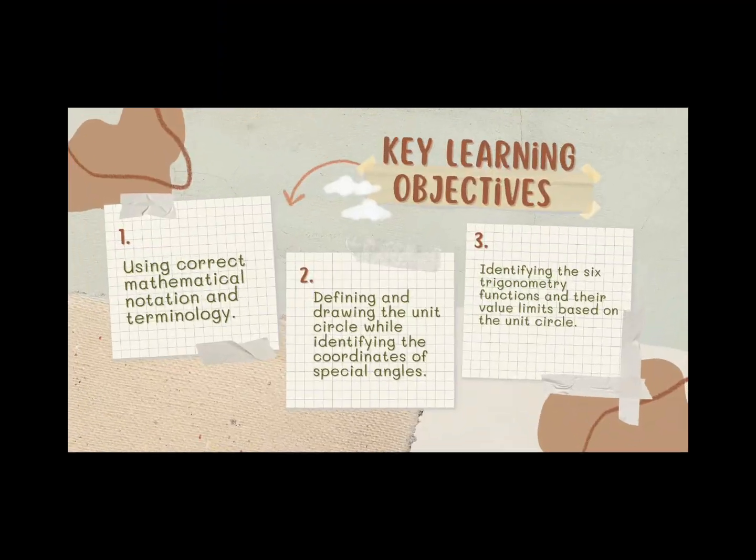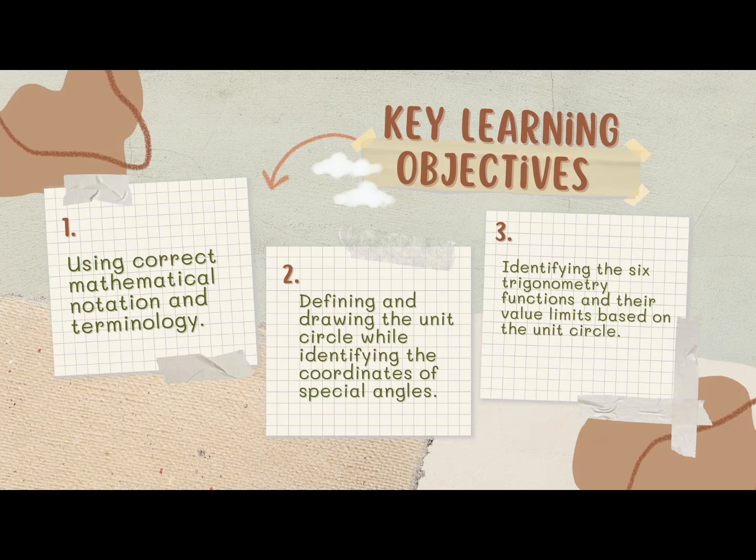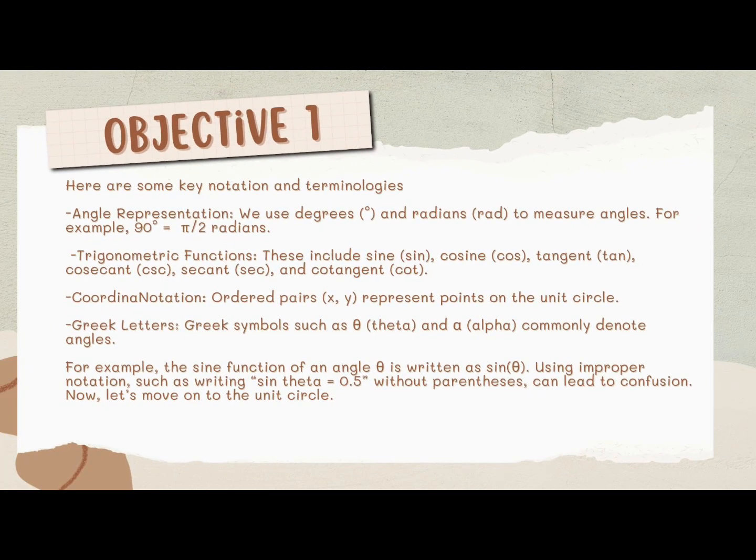Our focus will be on the three learning objectives. First is using correct mathematical notations and terminology. Second is defining and drawing the unit circle while identifying the coordinates of special angles. Third is identifying the six trigonometric functions and their value limits based on the unit circle. By the end of this discussion, you should have a strong grasp of these concepts, which are essential for mastering trigonometry. Let's begin! Using correct mathematical notation and terminology.